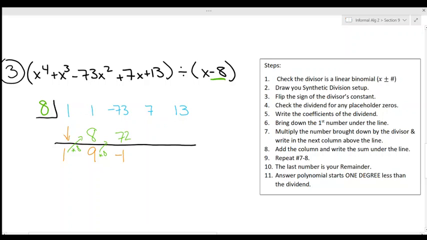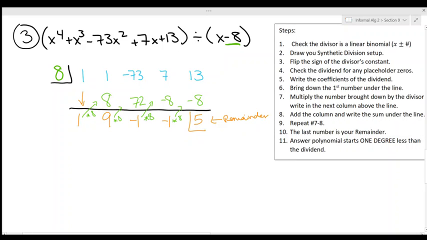We're going to take that -1, multiply it by our synthetic divisor. So -1 times 8 is -8. So 7 plus -8 gives us a -1. Now we have to do -1 times 8 again. So -1 times 8 gives us a -8. 13 plus a -8 gives us an answer of 5. This 5 is your remainder. Now our remainder isn't 0 this time, so we need to write it as part of our answer.